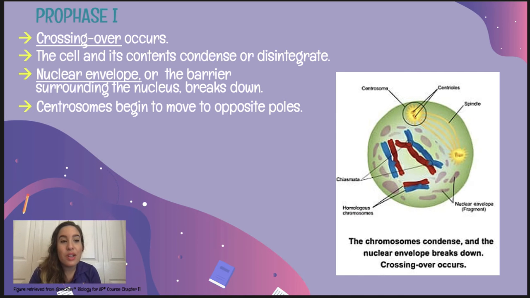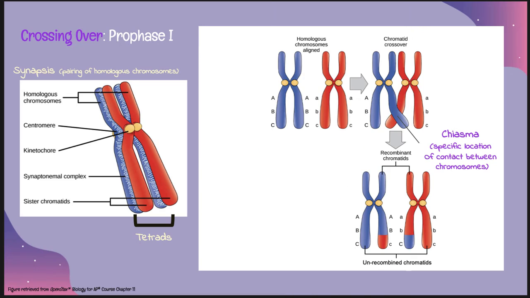In prophase I, crossing over occurs, the cell and its contents condense or disintegrate, the nuclear envelope, or the barrier surrounding the nucleus, breaks down, and centrosomes begin to move to opposite poles. The first event of genetic variability is crossing over. Crossing over occurs only in prophase I.